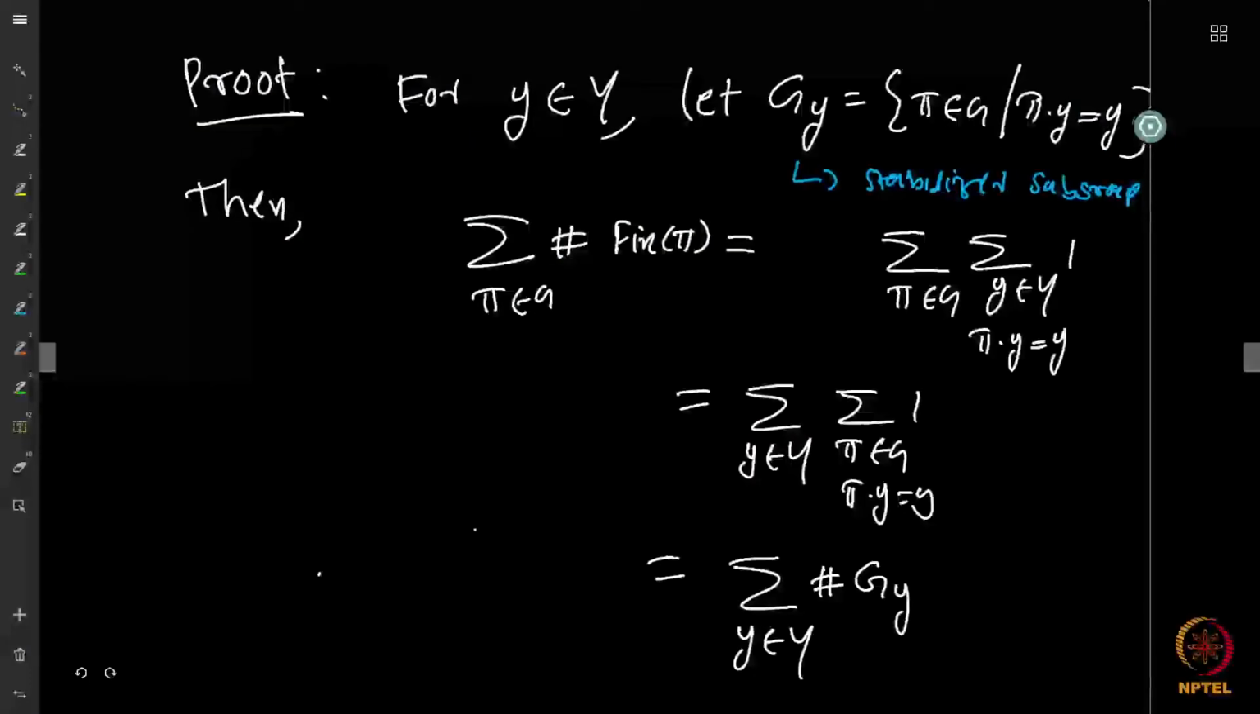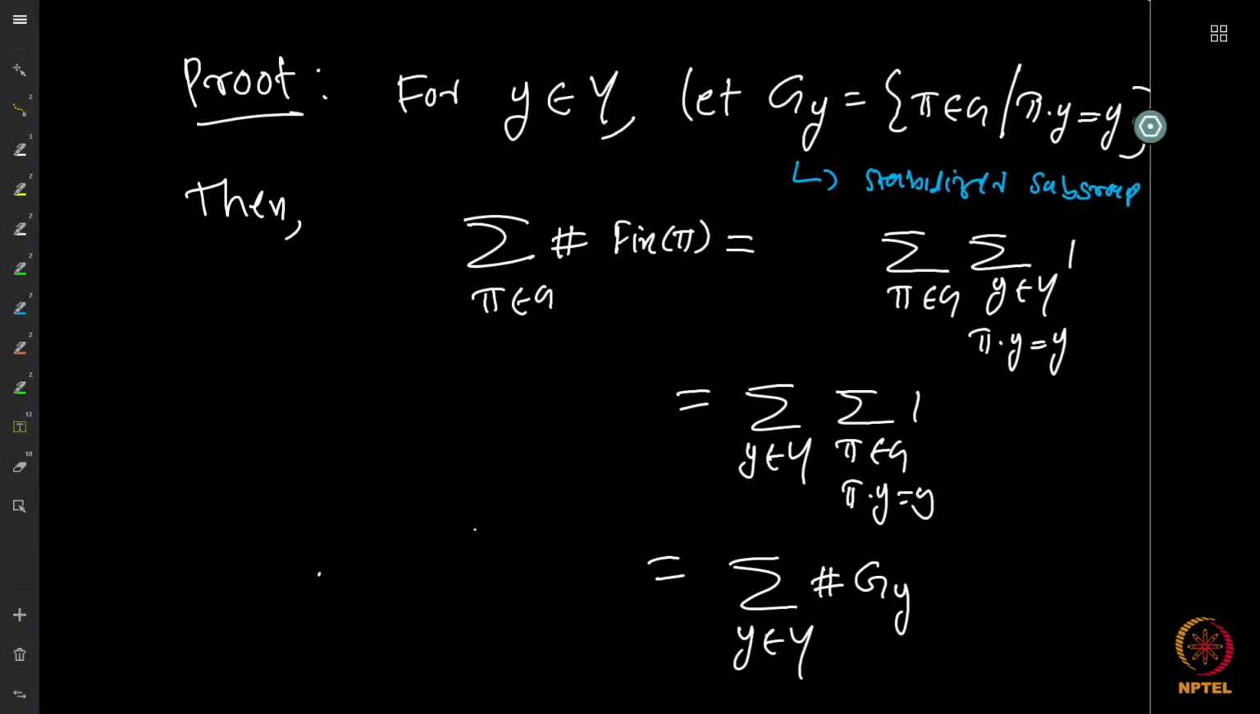Okay. Now let us try to prove Burnside's lemma. Now, for any element y of Y, let us look at the set of all permutations which fix y, right? Which is called the stabilizer subgroup of G, denoted by G sub y. Okay, so G sub y is the set of all permutations that fix the element y, right? So pi dot y is equal to y.